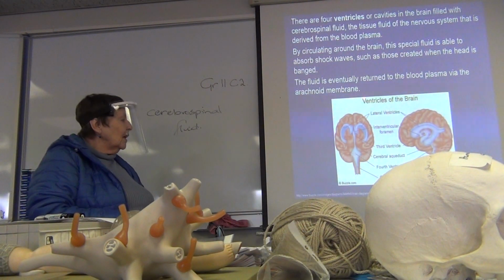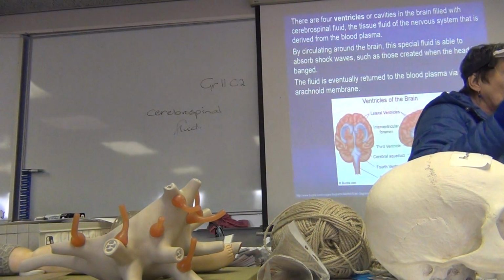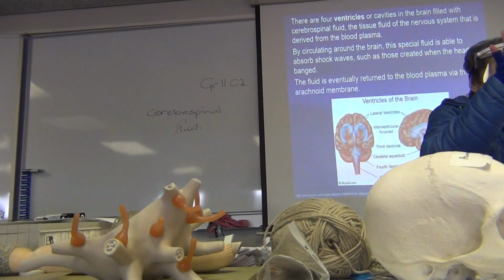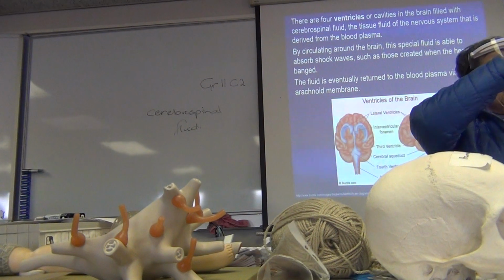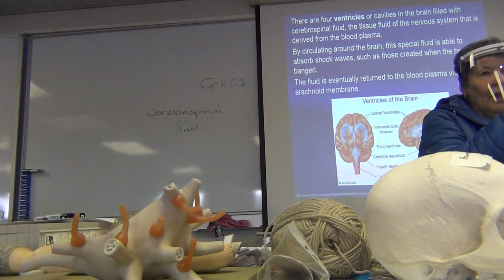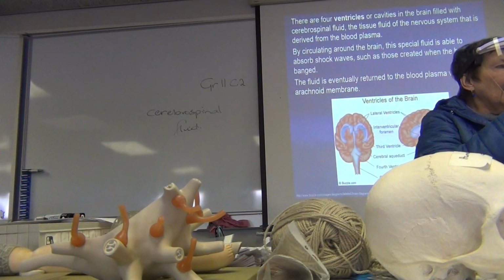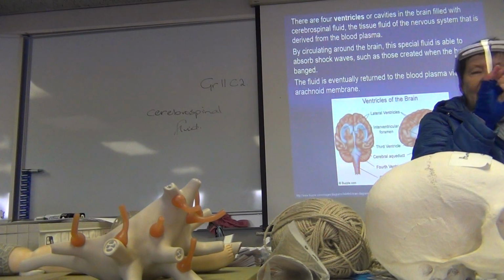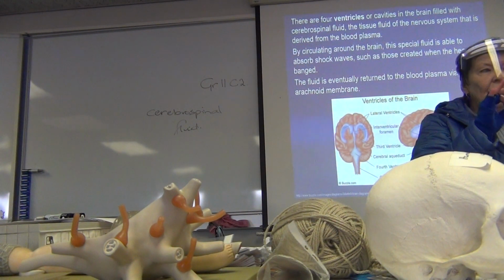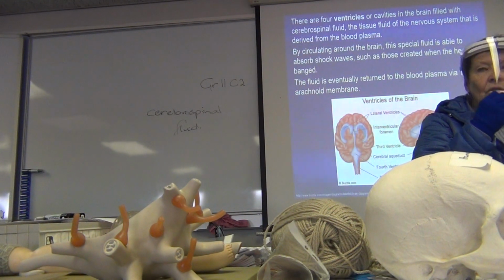All right, now you need to listen carefully to understand this. Just ignore these pictures in the meantime. There are 4 cavities in the brain filled with cerebrospinal fluid. So not only is there cerebrospinal fluid in between the Pia Mater and the arachnoid, but there's also cerebrospinal fluid within the brain. And that cerebrospinal fluid is found in 4 little cavities in the brain. And those cavities are called ventricles, just like last year we learned about ventricles in the heart.